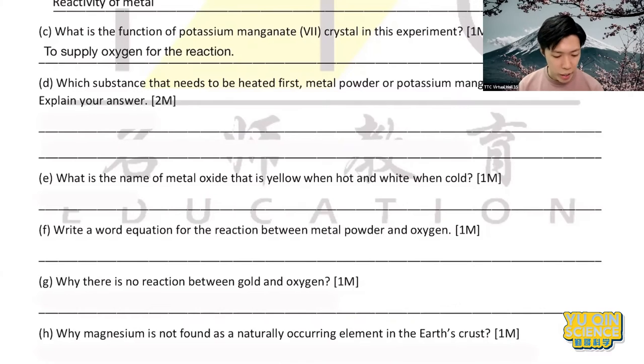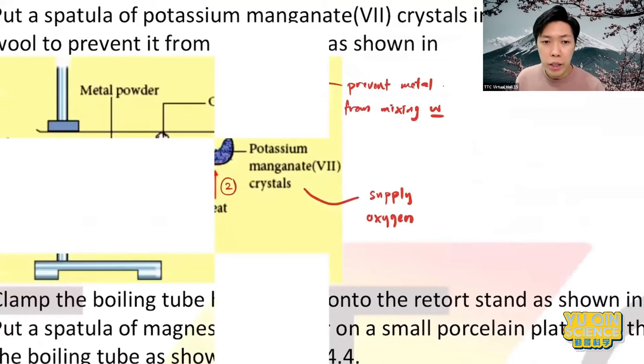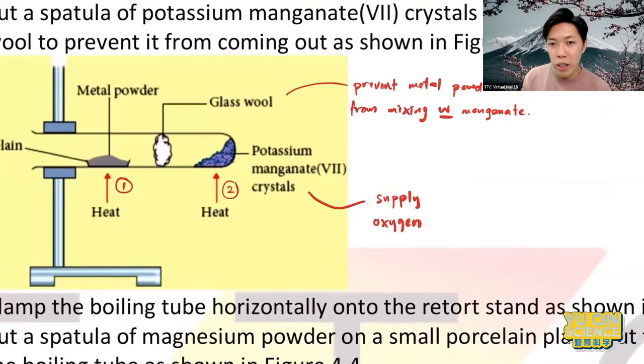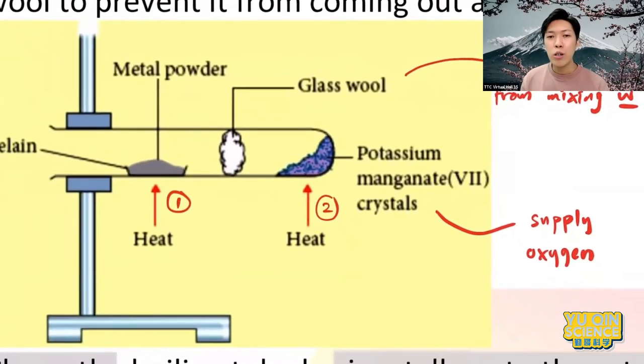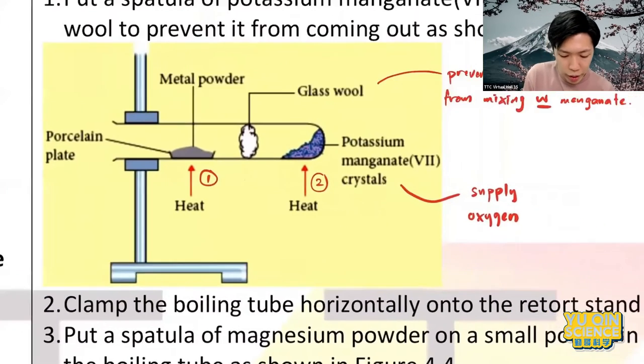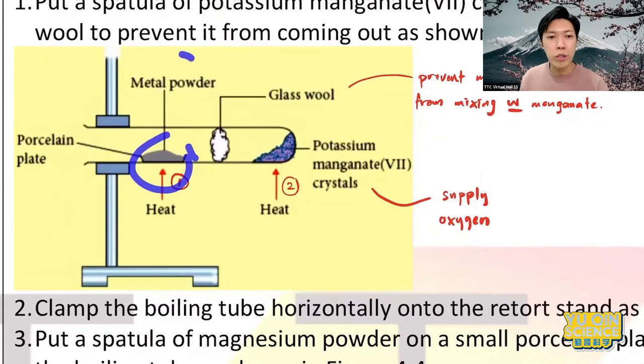Okay. Like D, which substance needs to be heated first? Metal powder or potassium manganate crystals? That's your first question. Number two, explain. I think I wrote here before with you also. Oh, look at the number. Who should you heat up first? Okay, we heat up metal powder first.